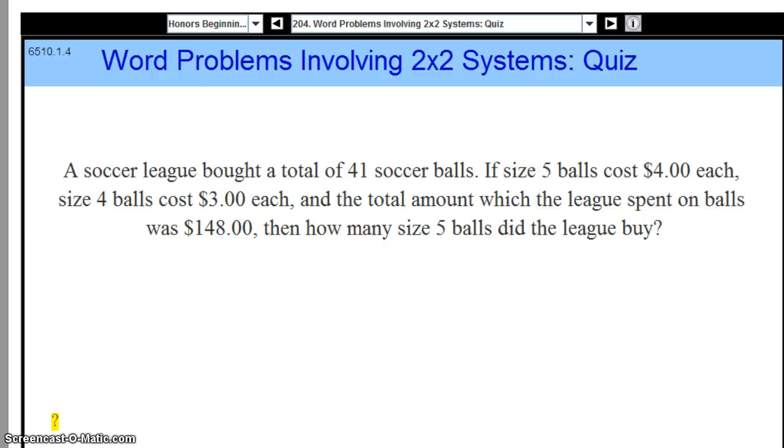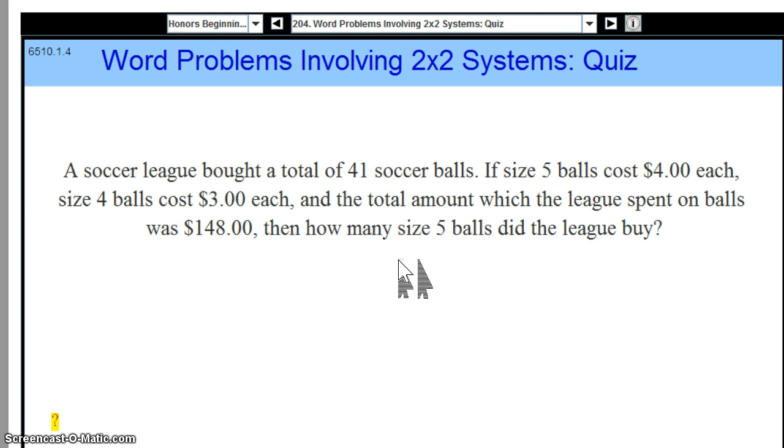Okay, this video is on word problems in the Systems of Equations chapter. So we will be using systems of equations to solve these. So let's go over this one. A soccer league bought a total of 41 soccer balls. If size 5 balls cost $4 each, and size 4 balls cost $3, and the total amount which the league spent on balls is 148, how many size 5 balls did the league buy?